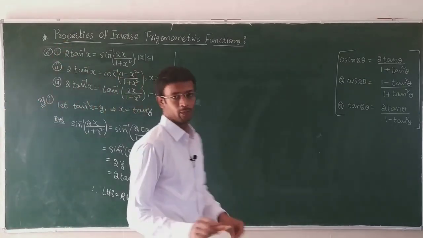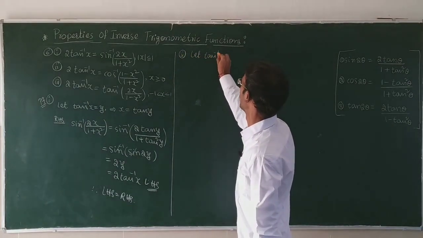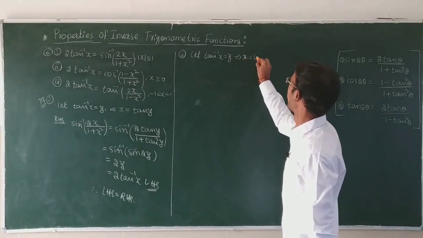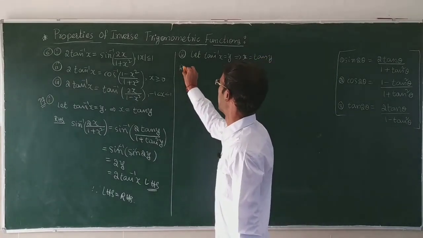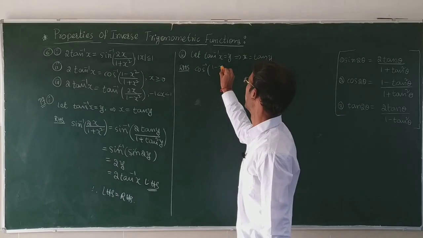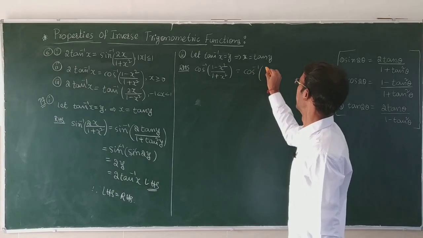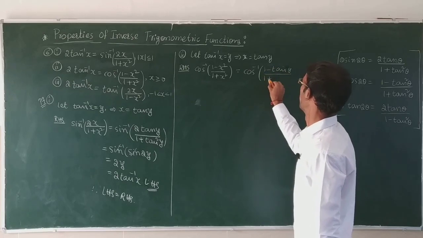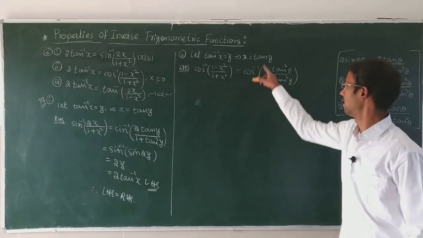Next, number 2. Same, let tan inverse x is equal to y, which implies x is equal to tan y. Now, the RHS part. RHS part is cos inverse of 1 minus x square by 1 plus x square. That is equal to cos inverse of 1 minus tan square y by 1 plus tan square y, substituting x as tan y.